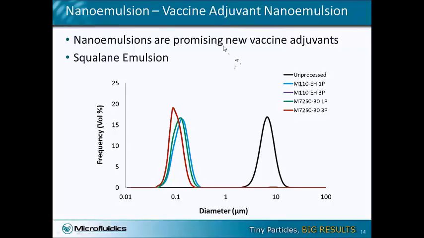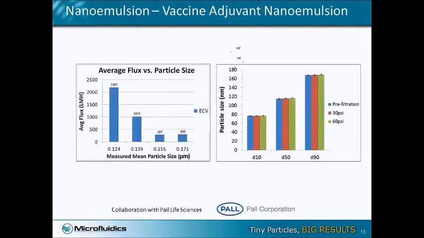So we also recently did a study, a collaborative study with Pall Corporation. We looked at the filtration results with very different sizes of nanoemulsions created by microfluidizers. By adjusting the process conditions, we're able to achieve nanoemulsions with different particle sizes. And here shows the mean particle size, from as small as 124 nanometers all the way to 170 nanometers.